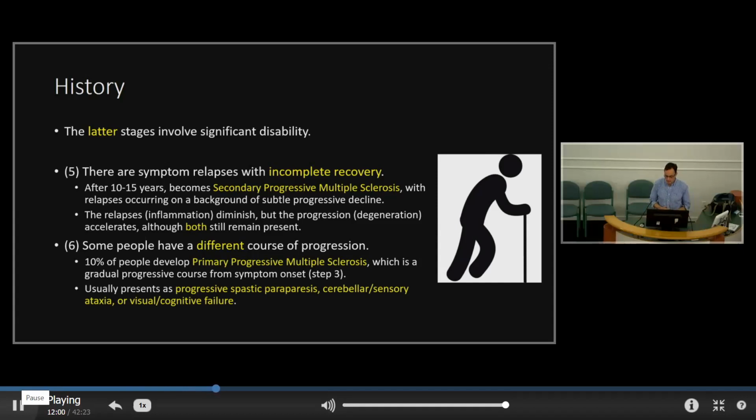About 10% of people have primary progressive MS, and that is an interesting type of MS that involves a gradual progression, usually without really much in the way of relapses or attacks, that starts from symptom onset and just gradually gets worse. And they will have certain phenotypes in how they present, so progressive spastic paraparesis, cerebellar, sensory ataxia, visual, cognitive failure, things like that. So how similar is it to relapsing remitting MS? Not sure, but a lot of the pathological principles remain the same.